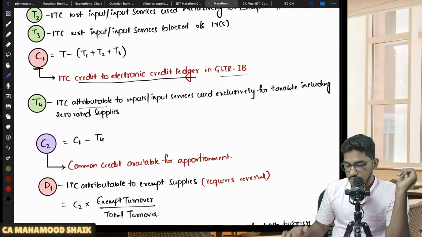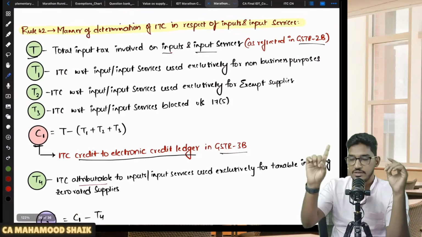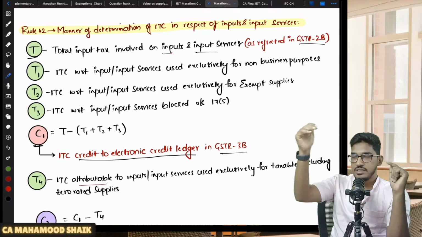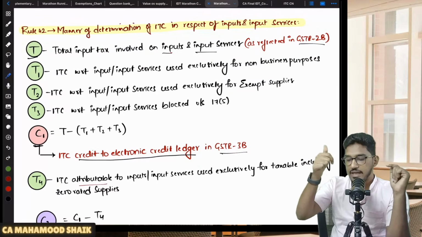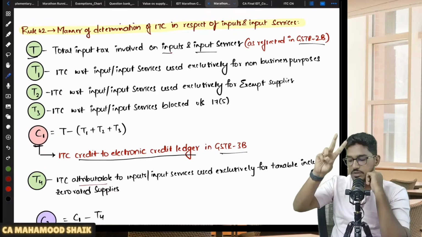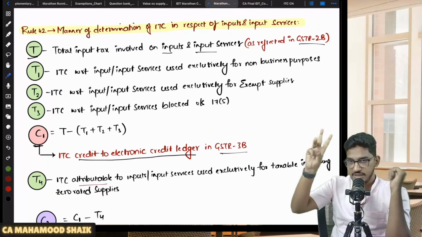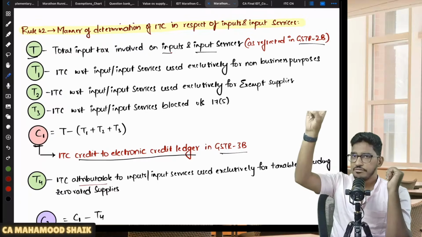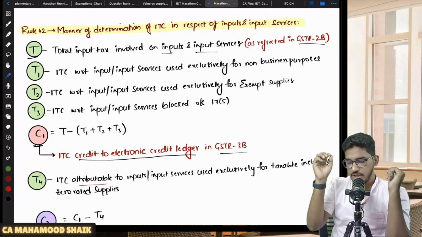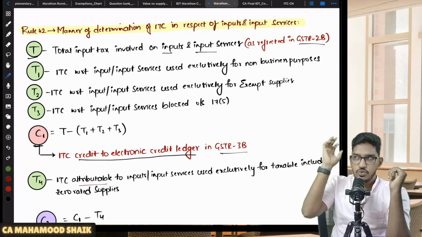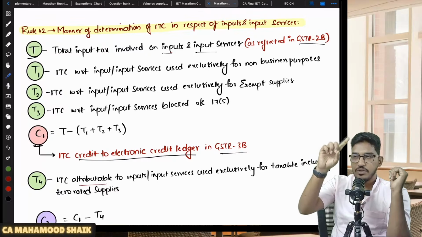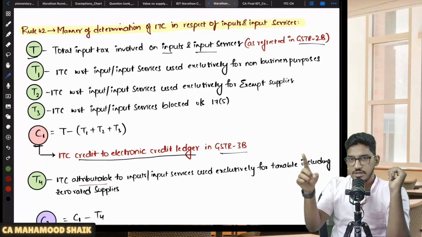Once again, for your convenience, let me repeat the format. T stands for total credit. Find out three things, T1, T2, T3. Sir, what is T1? ITC attributable for non-business purposes. T2, ITC attributable only for exempt supplies. T3, blocked credit. From T, take out T1 plus T2 plus T3, and you will get C1. Sir, what is C1? Total ITC. In that, common credit is also there, and exclusively eligible credit is also there.